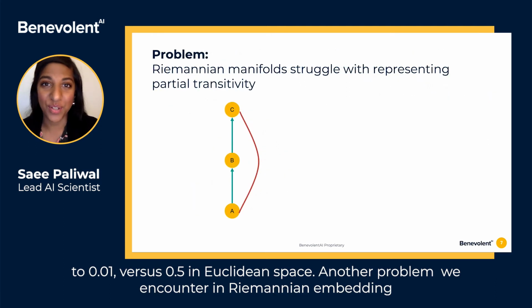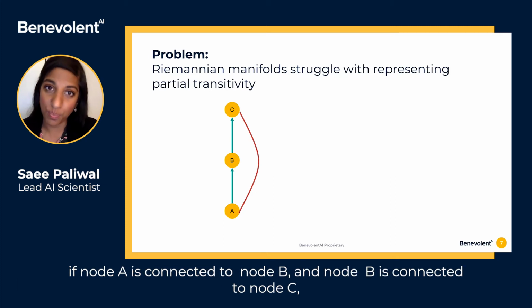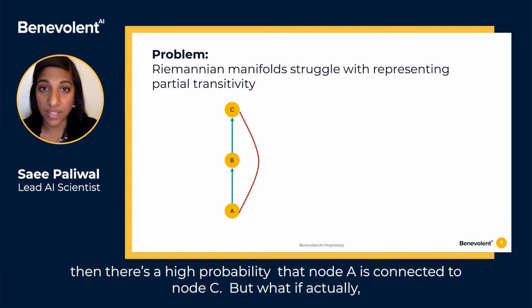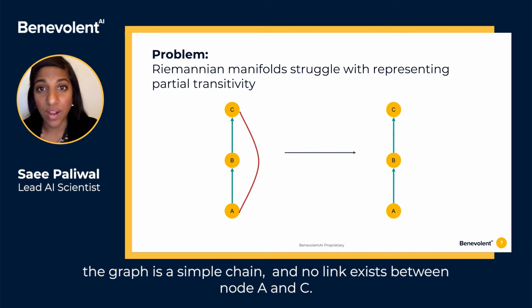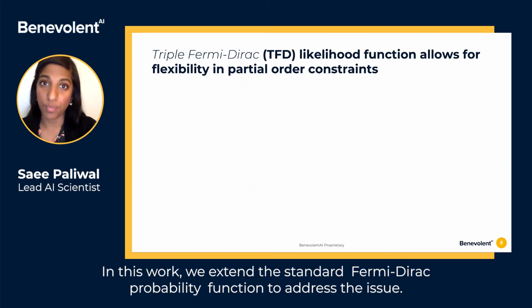Another problem we encounter in Riemannian embeddings is the restrictive assumption of transitivity. What this means is that if node A is connected to node B, and node B is connected to node C, then there's a high probability that node A is connected to node C. What if, actually, the graph is just a simple chain, and no link exists between node A and C? In this work, we extend the standard Fermi-Dirac probability function to address this issue.